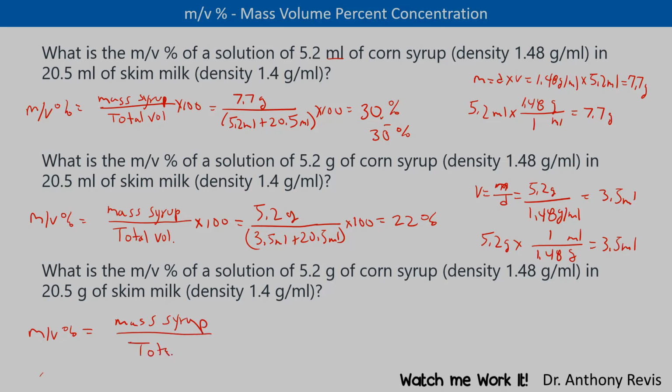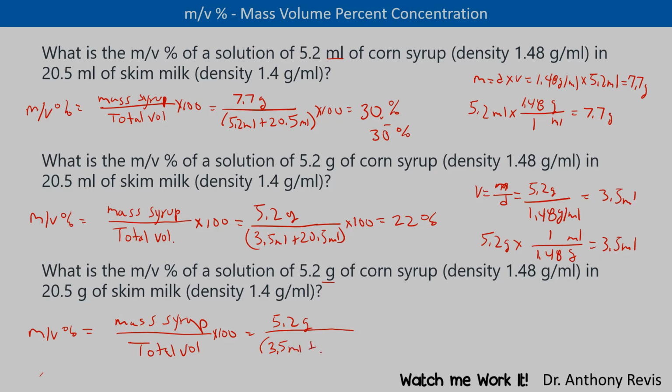And that volume includes the syrup plus the skim milk, times 100. So what do we have here? We're doing math. We have the 5.2 grams from the problem, and we need the volume of this. We've done that before. In the previous problem, we discovered that 5.2 grams of syrup is 3.5 mL of syrup.